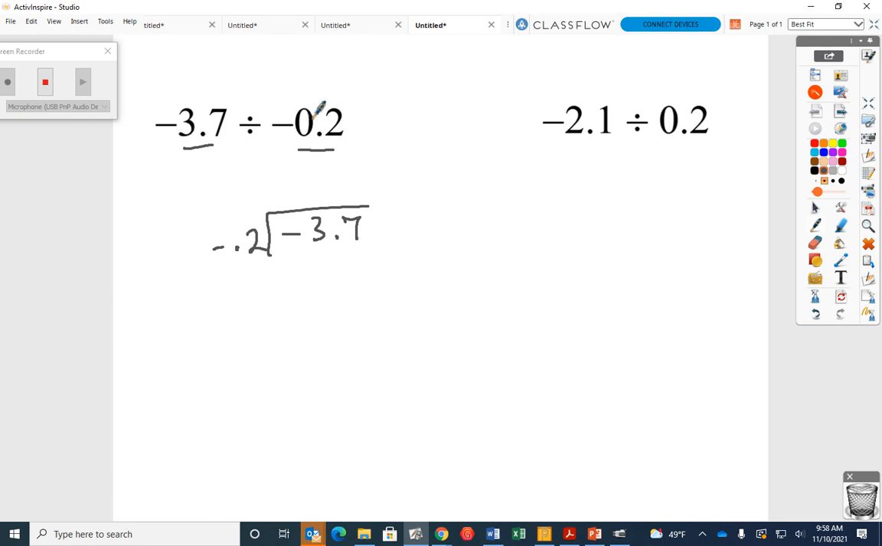Now, I left off this 0. Is this 0 significant? Doesn't mean anything, right? You could tell somebody you are 13 years old. It's the same thing as 13, right?